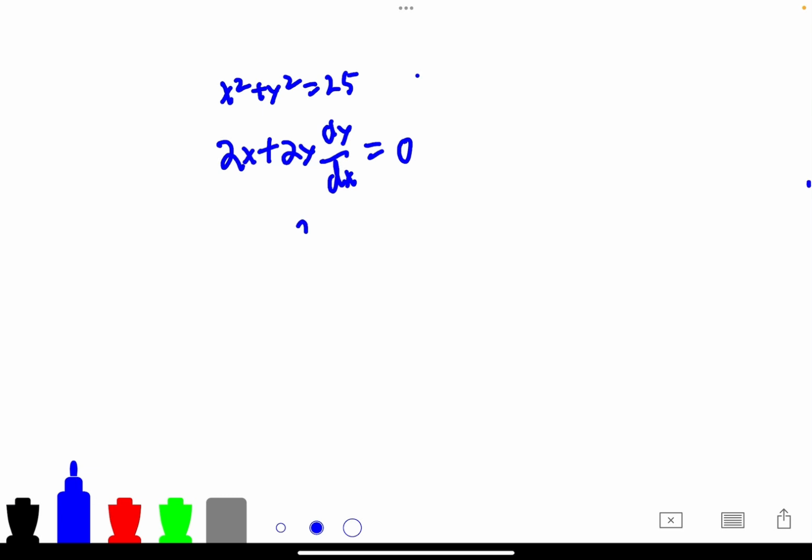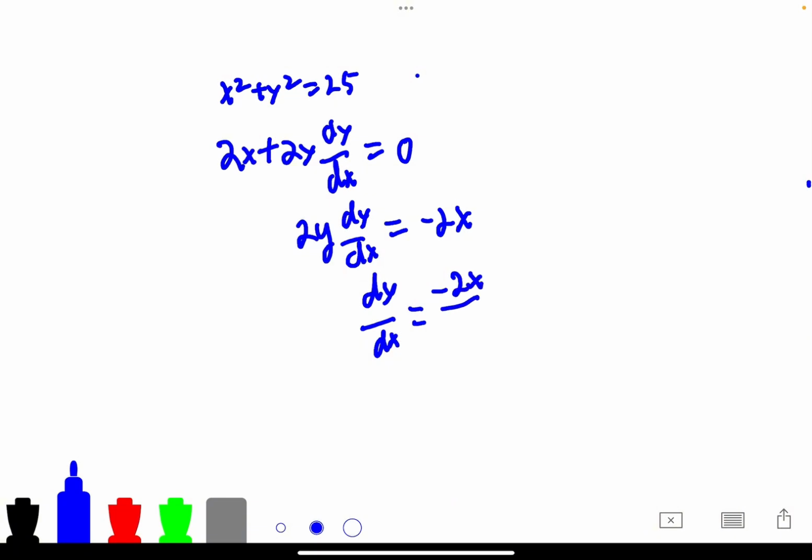So let's isolate y. 2y dy dx is equal to negative 2x. And then cancel out the 2y. So dy dx is equal to negative 2x over 2y, so that would be dy dx is equal to negative x over y.